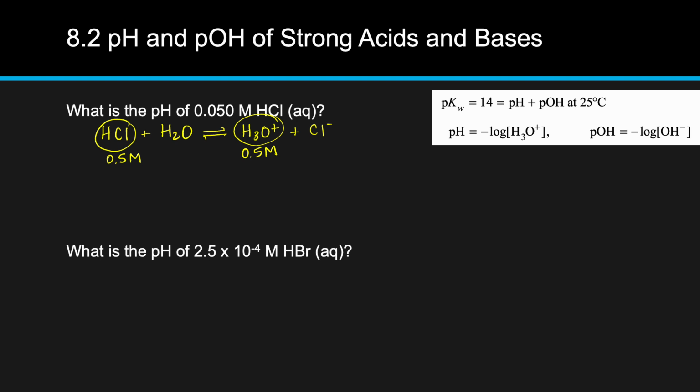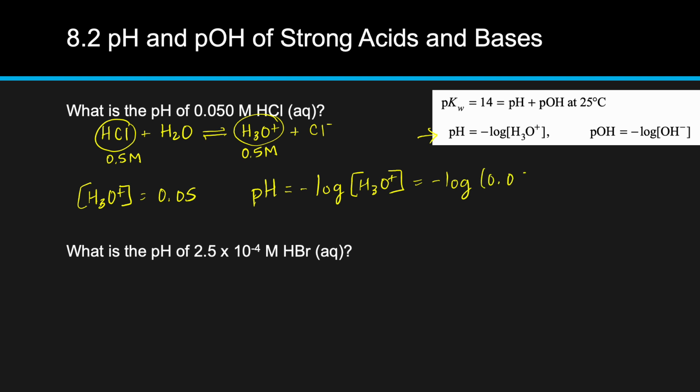So now that we have that and we know that the concentration of hydronium is equal to 0.05, we can go ahead and get pH by taking the negative log of hydronium ions. And that equation is in your reference sheet. So doing that, negative log of 0.05, and that means we have a pH of 1.3.